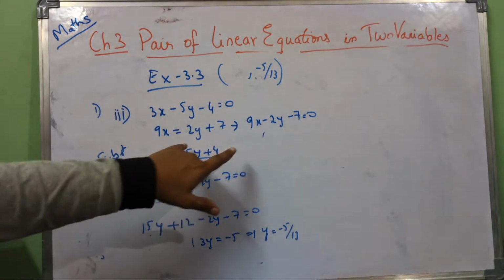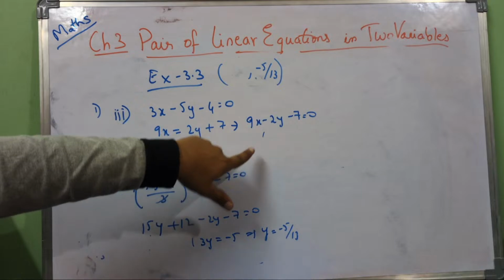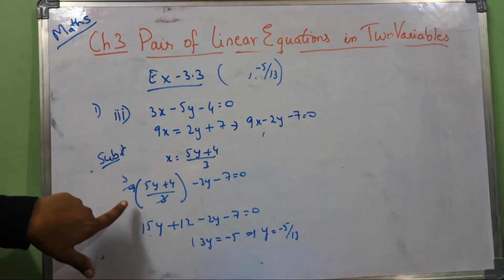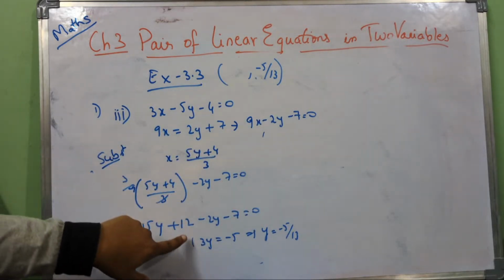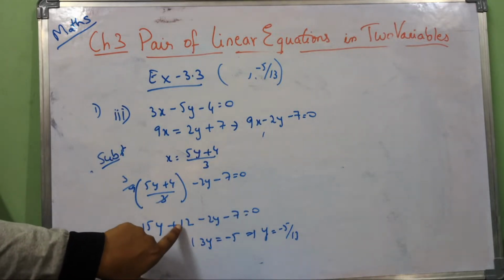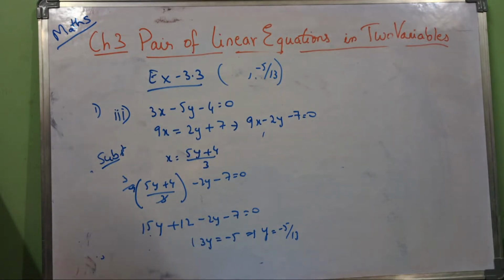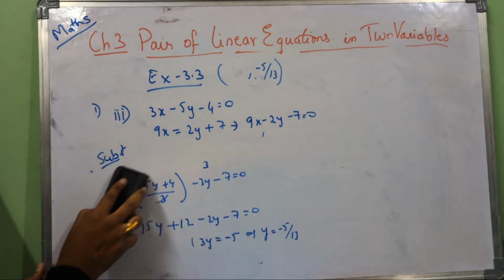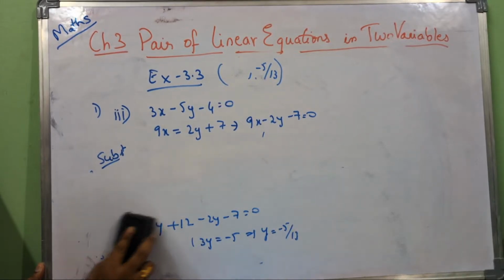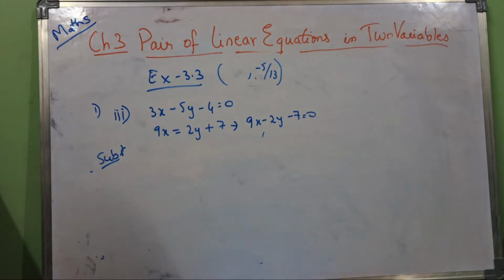Cross check once again. x equal to 5y plus 4 by 3. 3 3s are 15y plus 12 minus 2y minus 7. 15 minus 2 is 13y. So 12 minus 7 is 5, minus 5. So y equals minus 5 by 13. So there is nothing to cross check for y value. So what about x? y I got as minus 5 by 13.